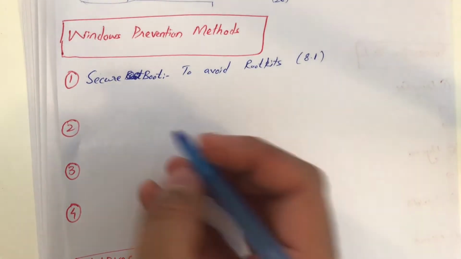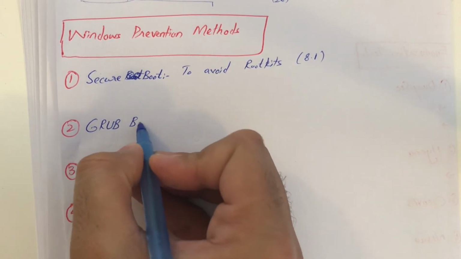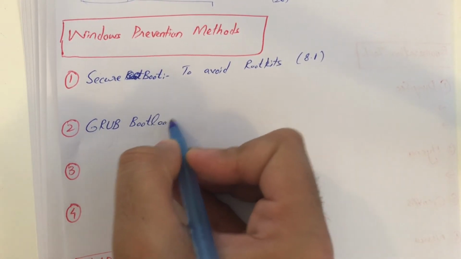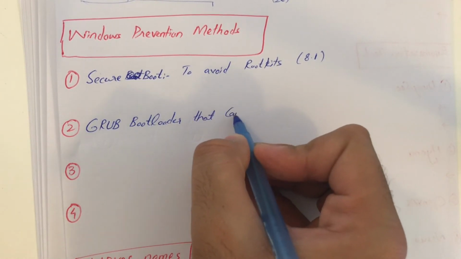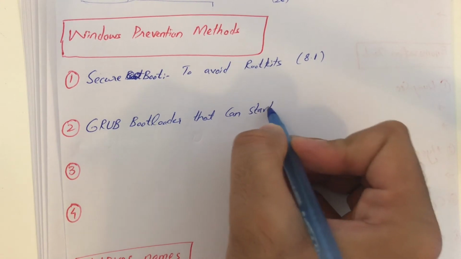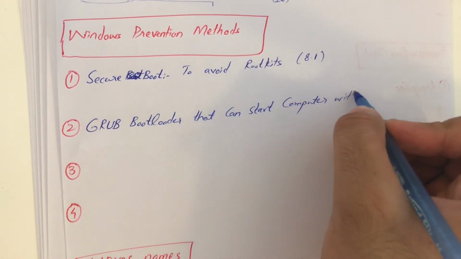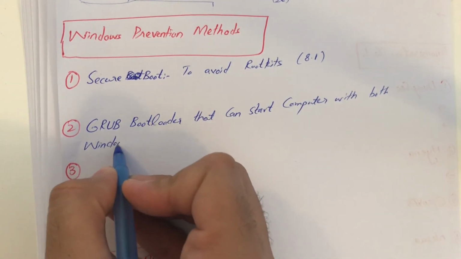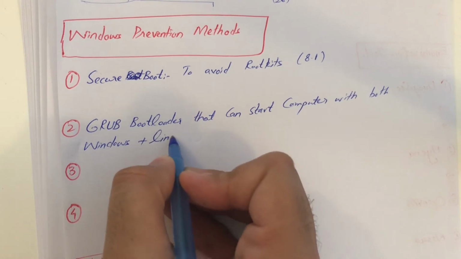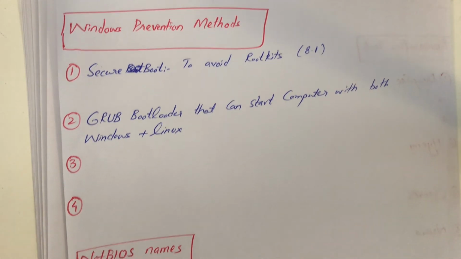Secondly, in Windows 8, they also introduced the GRUB bootloader. By using the GRUB bootloader, you can start a computer with both Windows plus Linux, or if you have Unix, you can run a parallel operating system with your single computer.